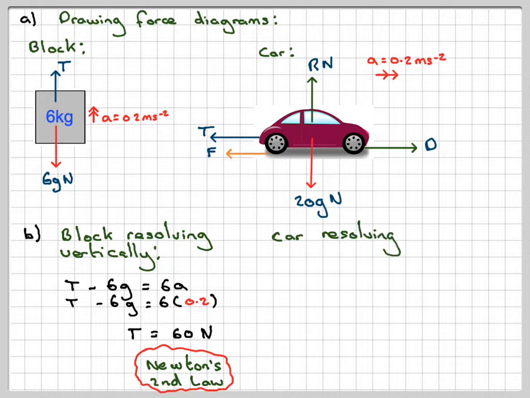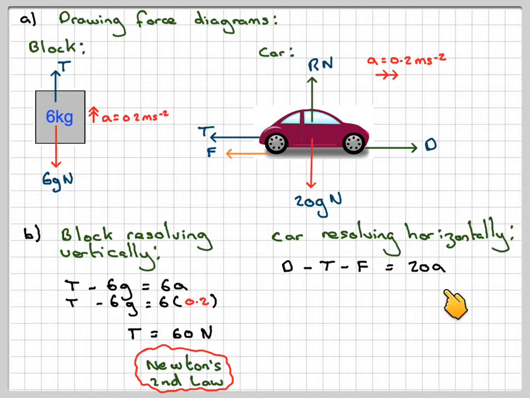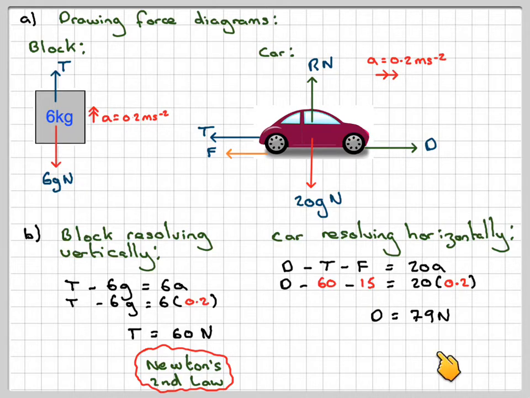For the car, resolving horizontally, we're going to have D minus the tension minus the frictional force equal to 20 times a, the mass of the car times the acceleration. So it's D minus 60, and in the question we're told the frictional force is 15, equals 20 times 0.2. That gives D equals 20 times 0.2 plus 60 plus 15, which gives me 79 newtons.